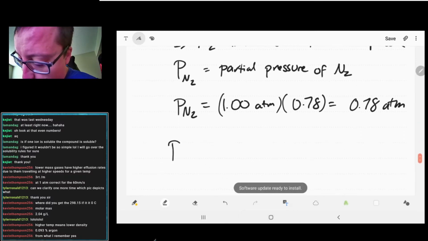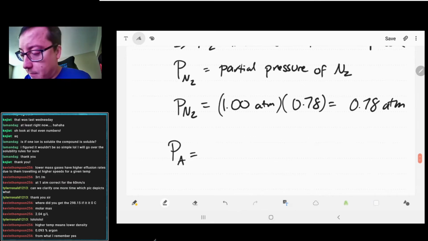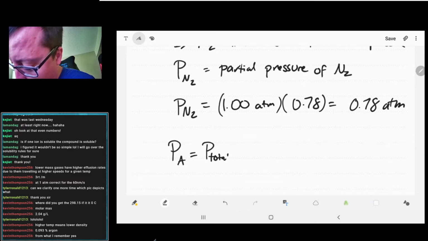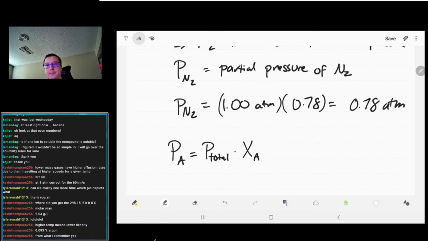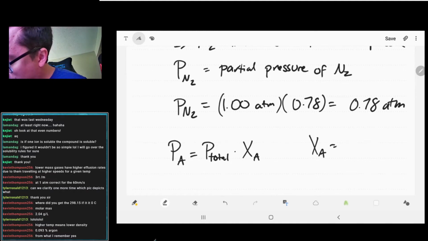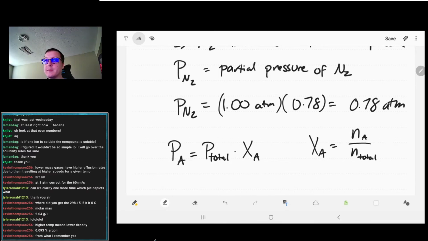So here's a formula for you guys. Easy formula. The partial pressure of gas A, whatever it happens to be, is going to be equal to the total pressure times the mole fraction of A. Remembering that mole fraction of A is the moles of A over the total moles. How exciting.